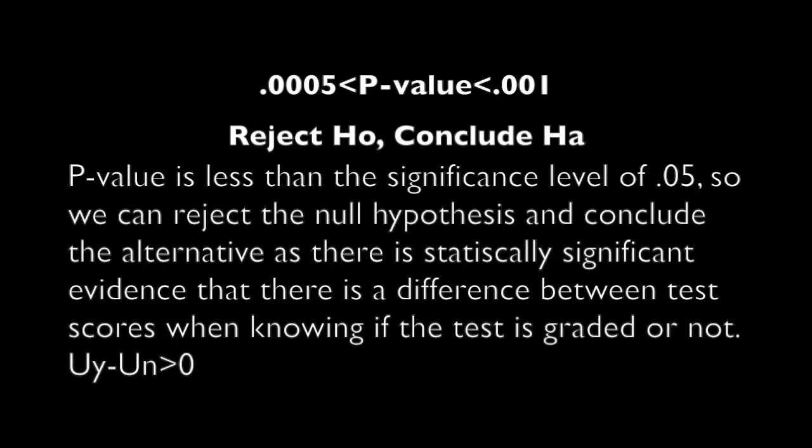Our p-value is less than the significance level of 0.05, so we can reject the null hypothesis and conclude the alternative, as there is statistically significant evidence showing that there is a difference between test scores.